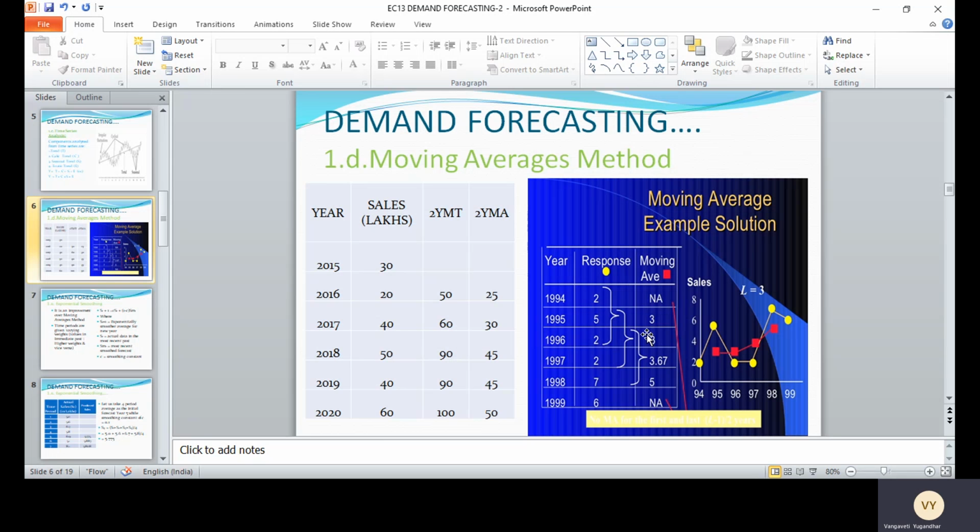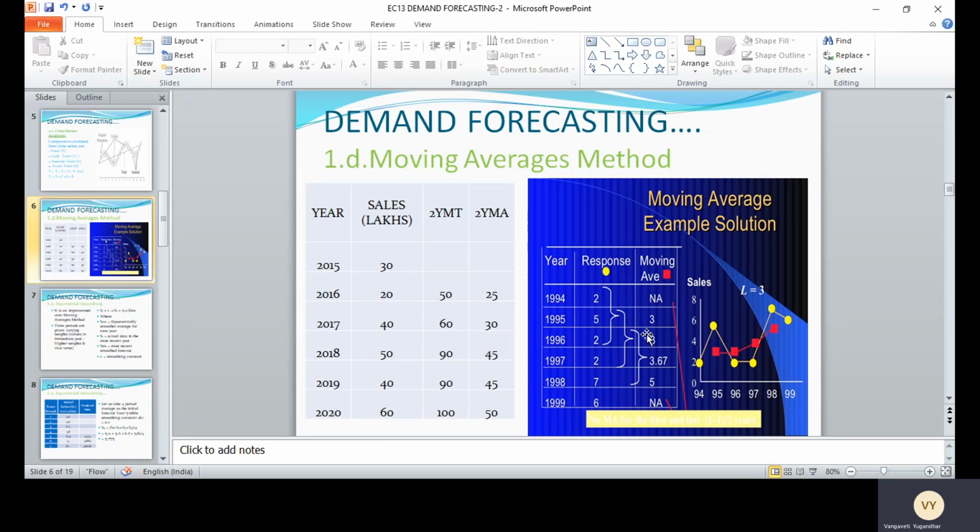Next, moving averages method. We all know about averages. We take the total and divide the total by the number, so that you will get the average. But what is this moving average? This moving average can be 2-year moving average, 3-year moving average, etc., depending upon the analysis or the judgment of the experts. Suppose it is a 2-year moving average, and the data is like this. On the left side of the screen you can see years 2015, 16, 17 like that. Sales in lakhs: 30, 20, 40, 50, 40, 60, and 2-year moving total.